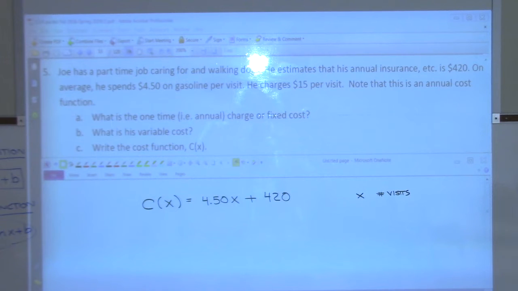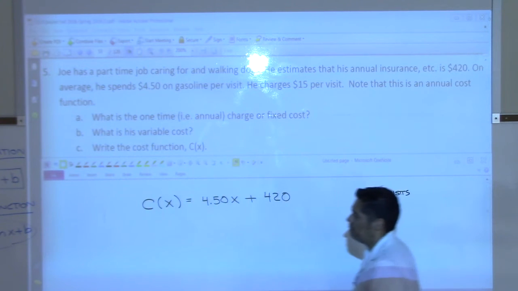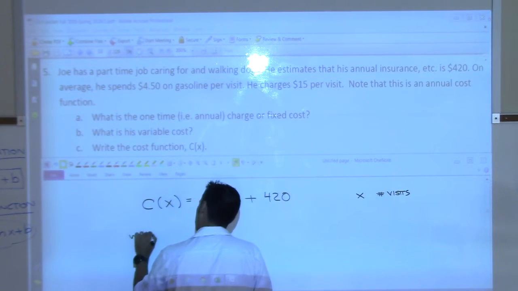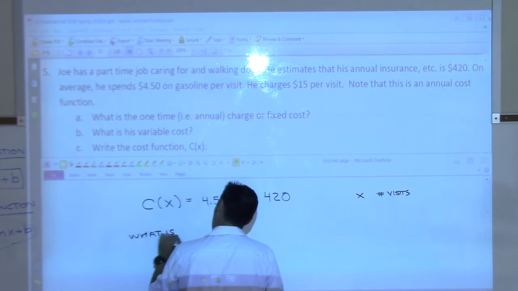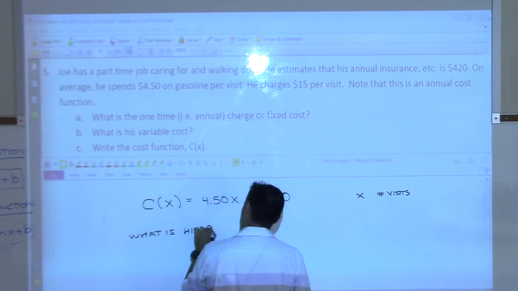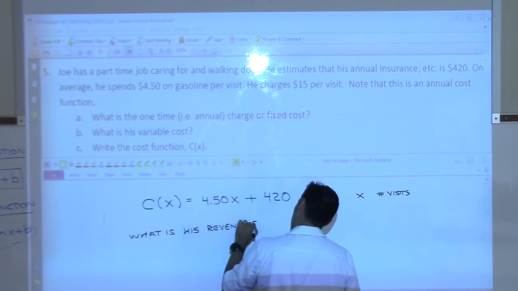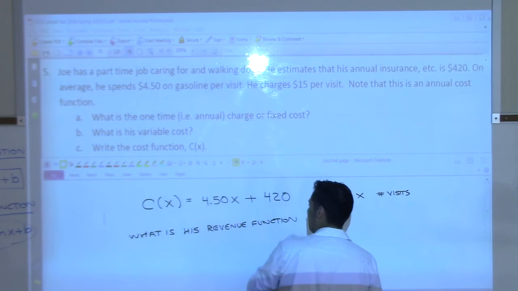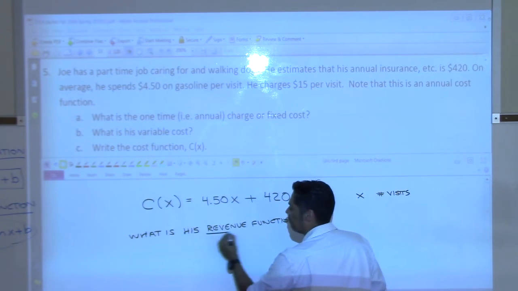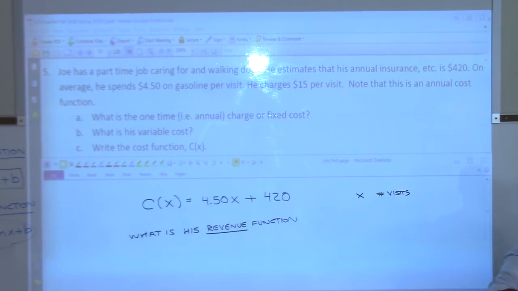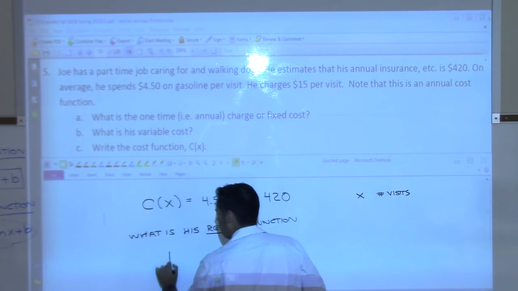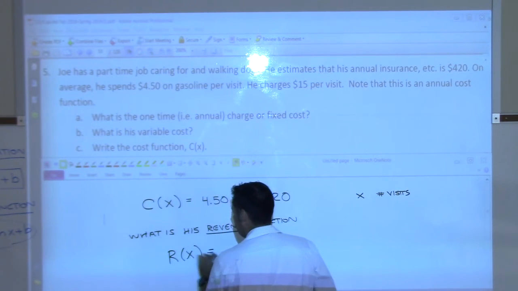Let's see if there's any more to this problem. There should be more. There's not more. Let me make up my own then. What is his revenue function? Now, we haven't even talked about revenue because this is not a business math class, but revenue is the money coming in. All right? So can we come up with a linear function that represents his revenue as a function of the number of visits he does?